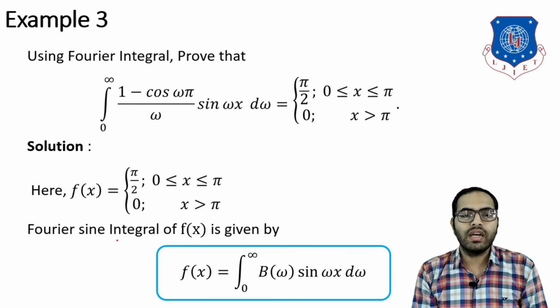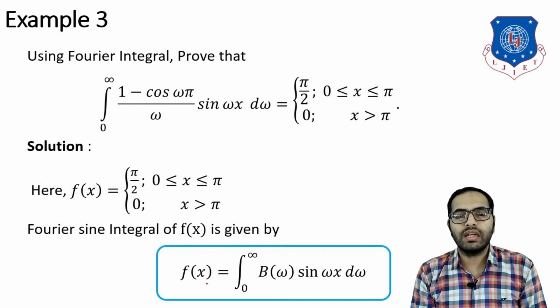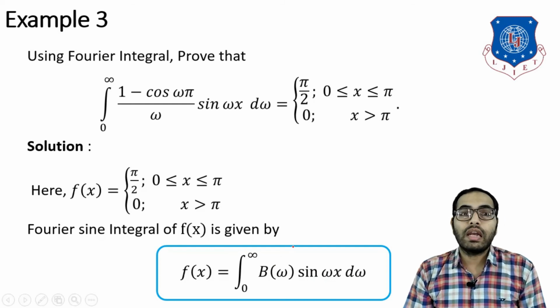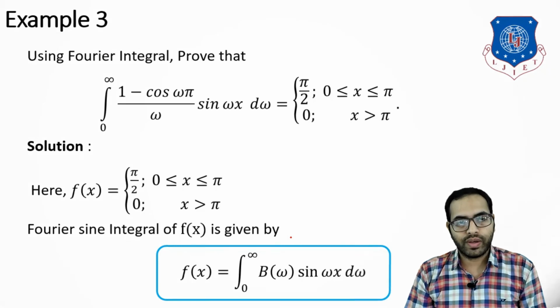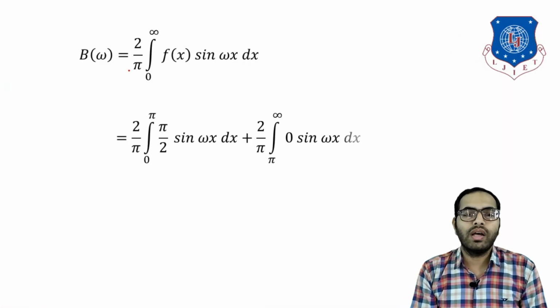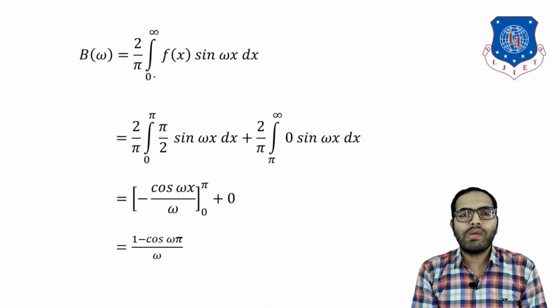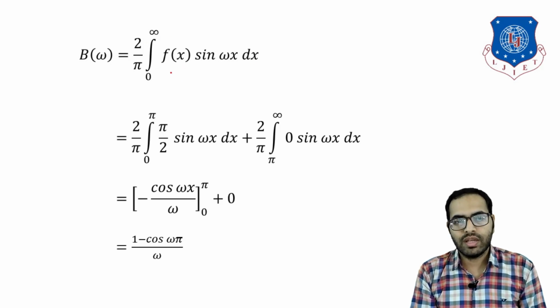See, here with the help of the Fourier sine integral, f of x equals the integral from 0 to infinity of b of omega sine omega x d omega. Just substitute the values of b of omega. Then we just find the values of b of omega. For that we have the formula: b of omega is equal to 2 by pi integral 0 to infinity f of x sin omega x dx.